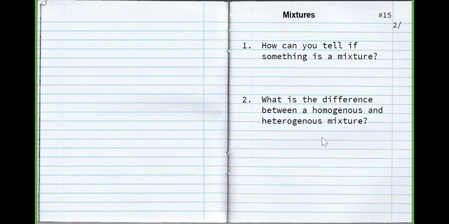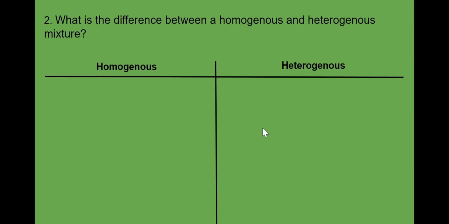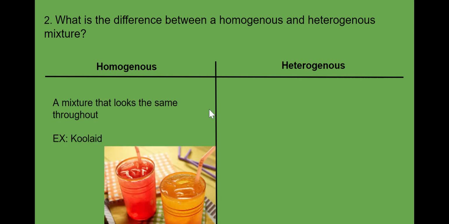What's the difference between a homogeneous and a heterogeneous mixture? These are two types of mixtures. You might want to make a little T-chart like mine, homogeneous and heterogeneous mixture. We need to practice saying those two words. You can't say the H because they both start with an H.